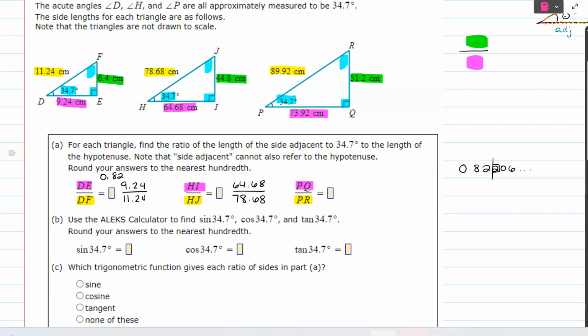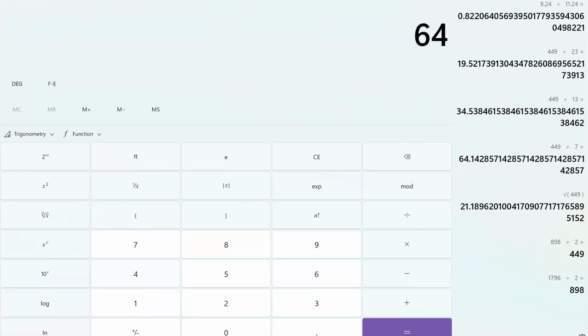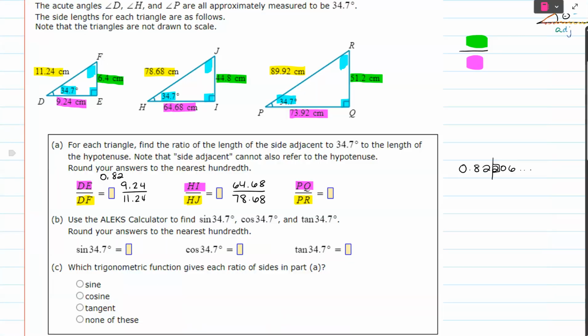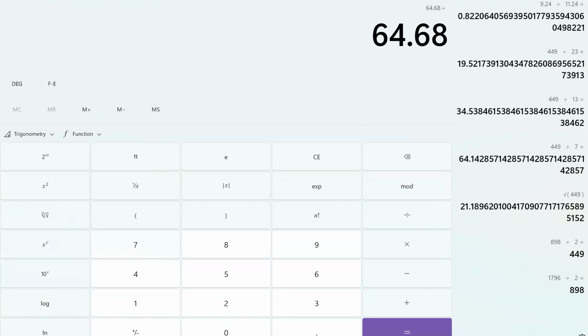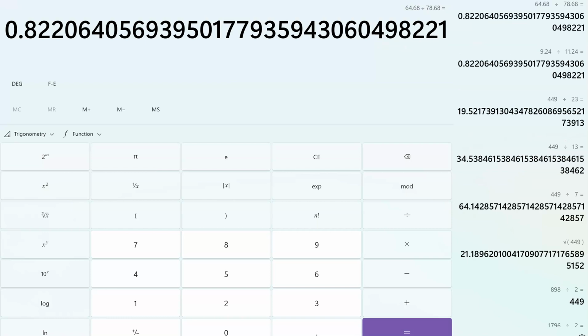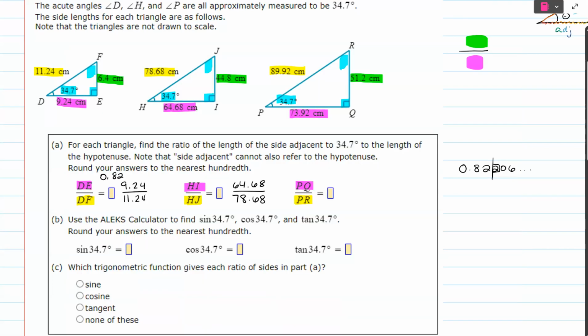Let me get my calculator. 64.68 divided by 78.68. So that 78.68 equals, hey, look at that, 0.82206. So it's the same exact number, 0.82. And so it would follow, if you do the math for PQ over PR, that it would also be 0.82.